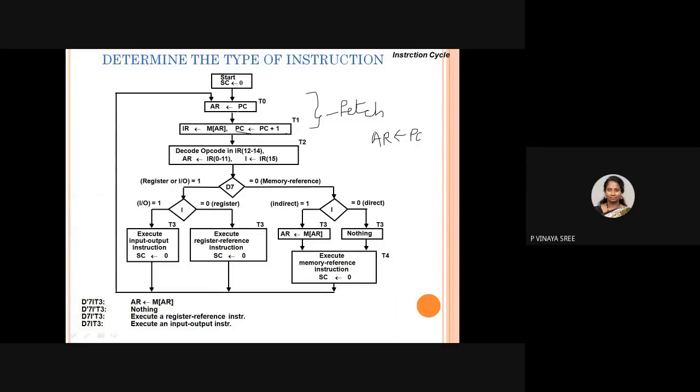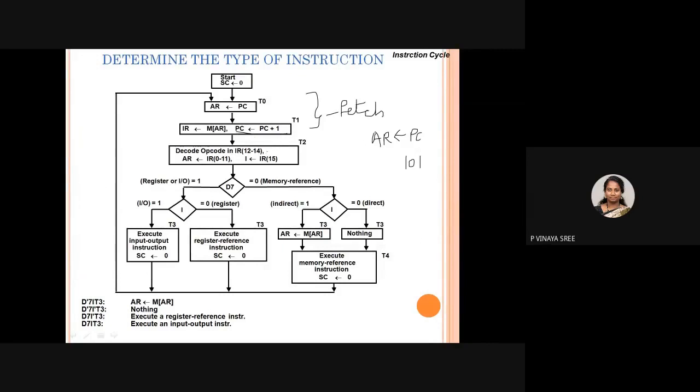As the program counter contains 100, 100 is placed in the address register. Now 101 must be placed in the program counter. For that, in timing T1, the program counter will be incremented by 1. So you should not forget this. You have to mention, along with the address register, that whatever instruction we have at that memory address is placed in the instruction register, and parallelly the program counter is incremented by 1. So this completes your fetch.